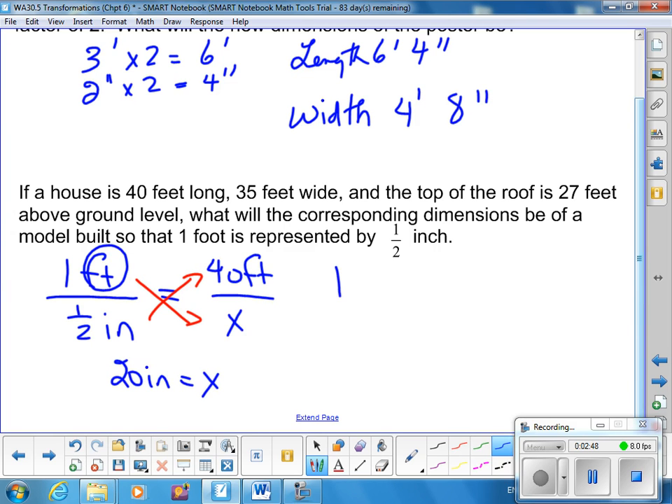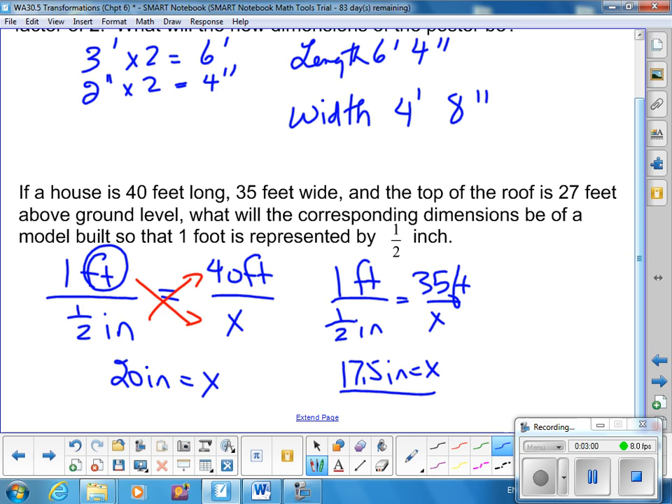So we do that for every dimension we have. So we have 35 feet over x. So 17.5 inches equals x. And the third one is 1 foot to half an inch equals 27 feet to x. 13.5 inches equals x.